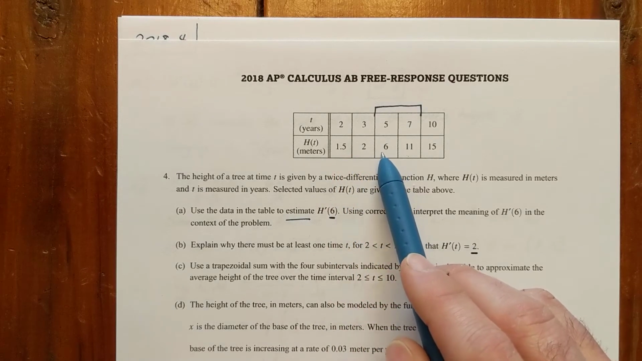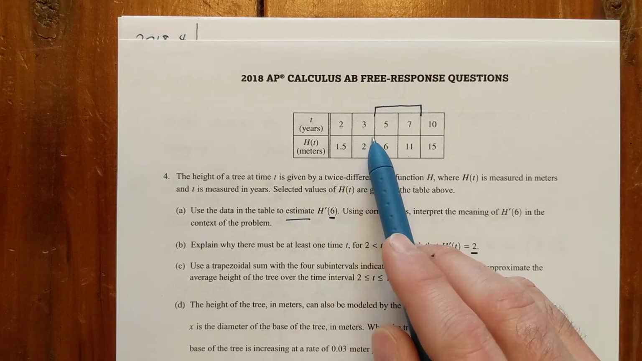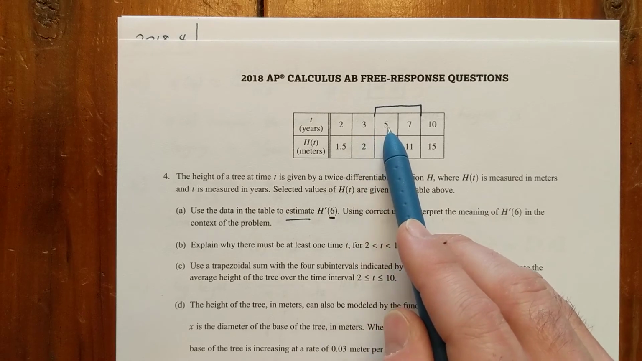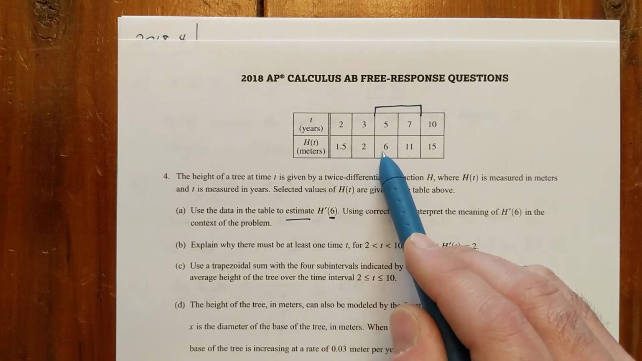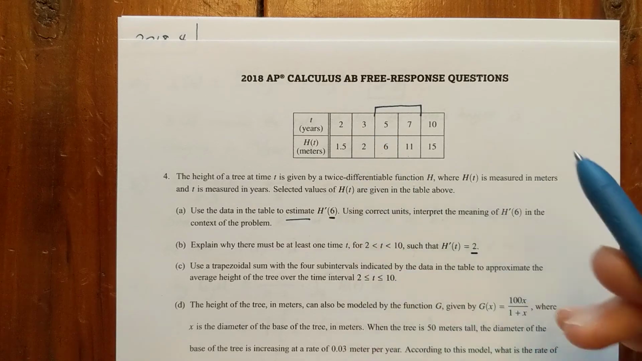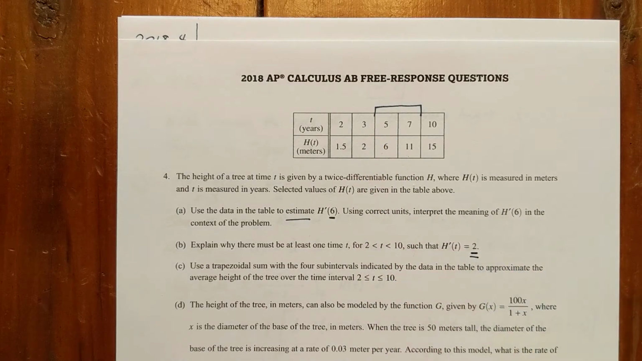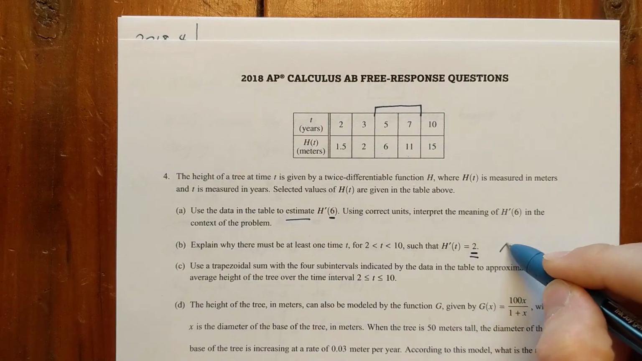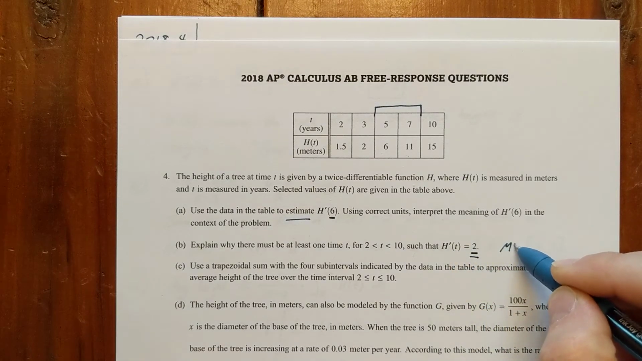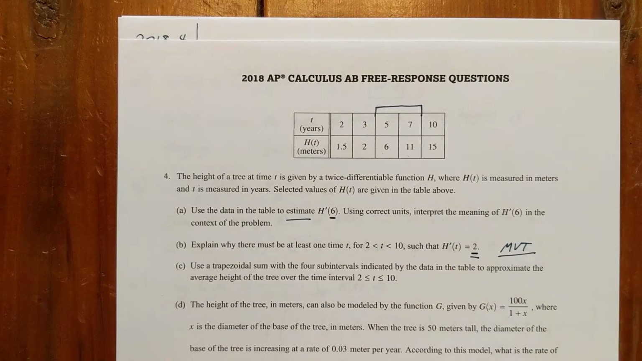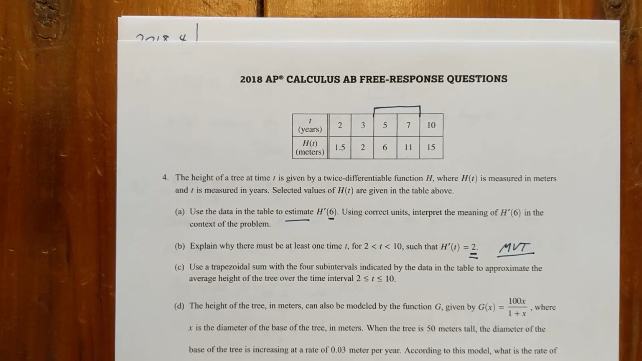It doesn't look like it here, but right there, everybody, from 3 years to 5 years, that's a span of 2 years, the height increases by 4. And that 4 divided by that 2, sure enough, that's going to get us the 2 right there that we need. So the theorem that usually gets used on a problem like this to prove the existence of a derivative equaling a particular value is the mean value theorem, everybody, which I think we did in section 4.3.